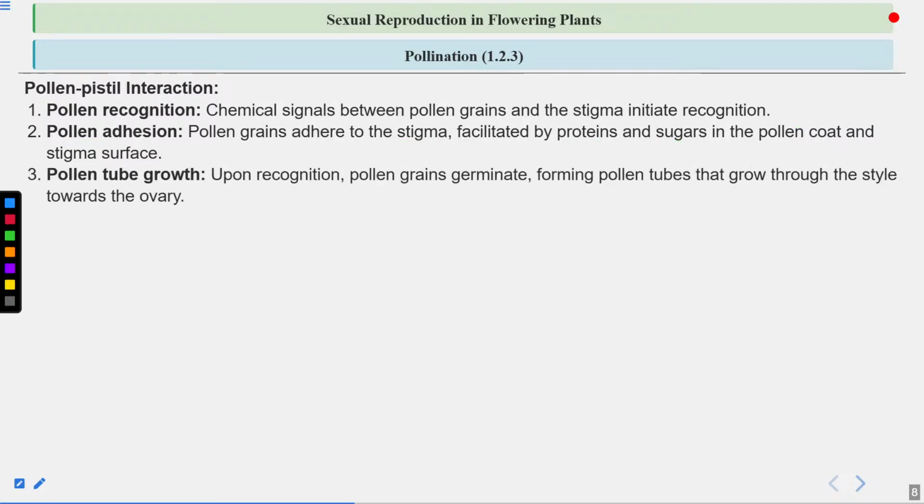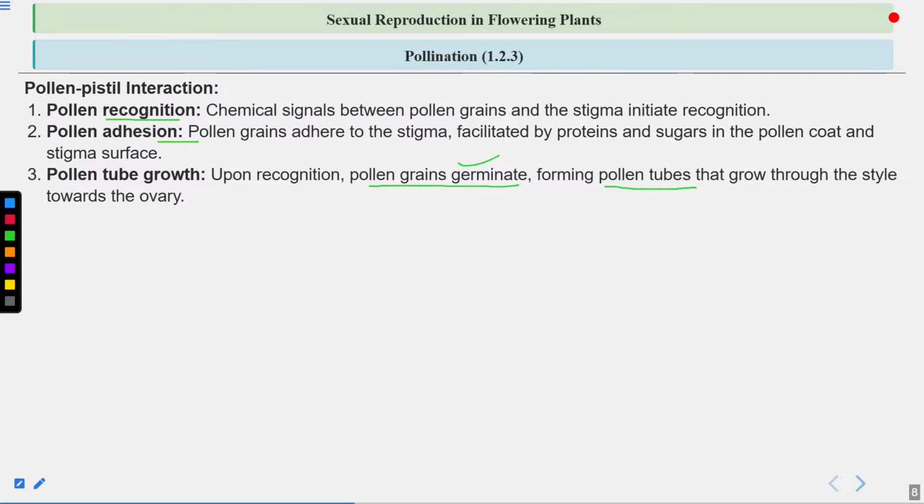Pollen tube growth. Upon recognition, pollen grains germinate, forming the pollen tube, and that grows through the style towards the ovary. Once they get recognized, the first thing, they adhere to the surface of the stigma. And after that pollen grains start germinating.